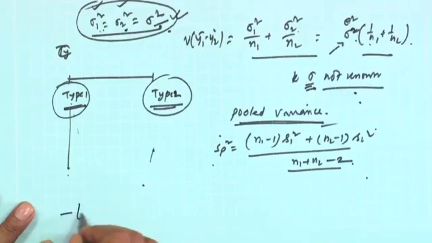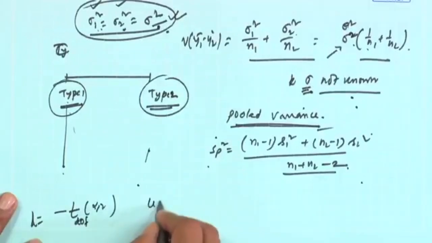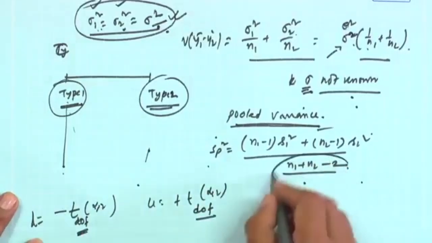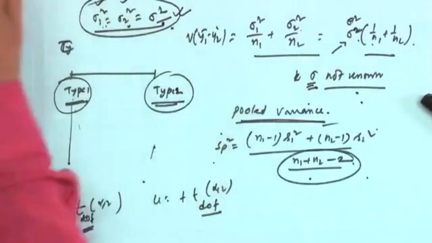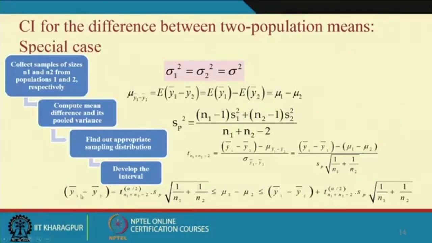So you know that the lower limit is minus t alpha by 2 with DOF, and the upper limit is plus t alpha by 2 with DOF. What will be the DOF in this case? The DOF is n1 plus n2 minus 2. Our random variable of interest is the average difference y1 bar minus y2 bar, and we are interested in finding the confidence interval for mu1 minus mu2. Sp is used in place of sigma, and Sp is computed using this formula. It follows a t distribution with n1 plus n2 minus 2 degrees of freedom.